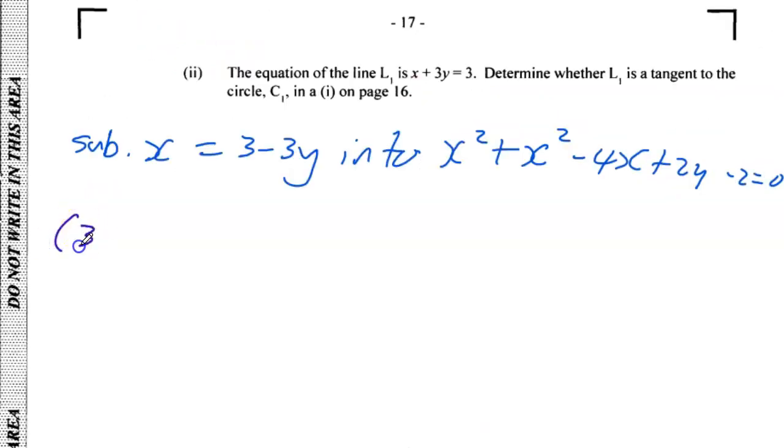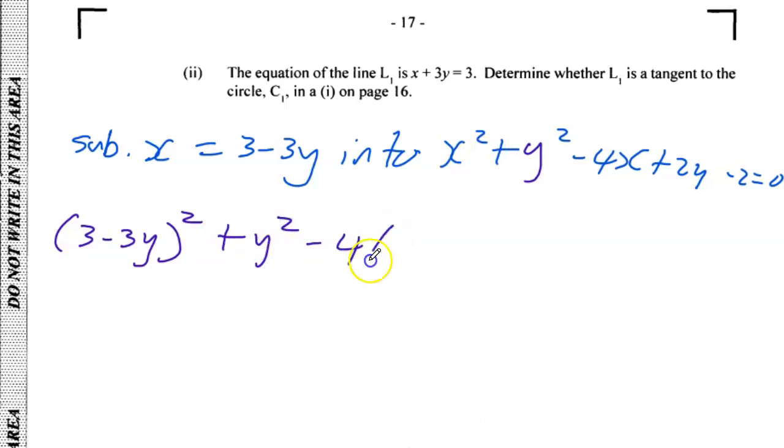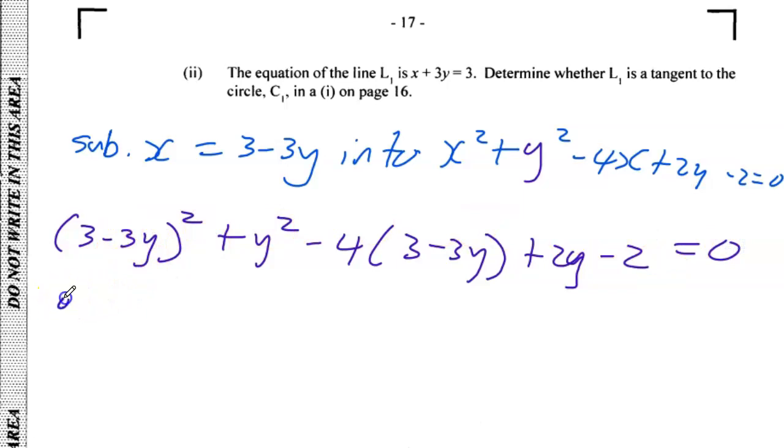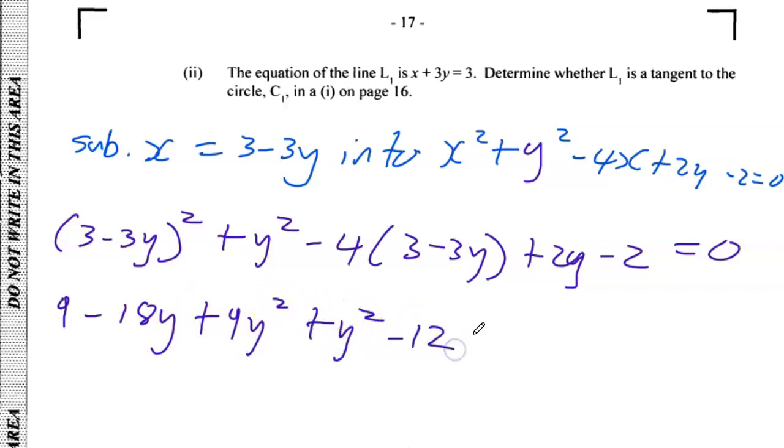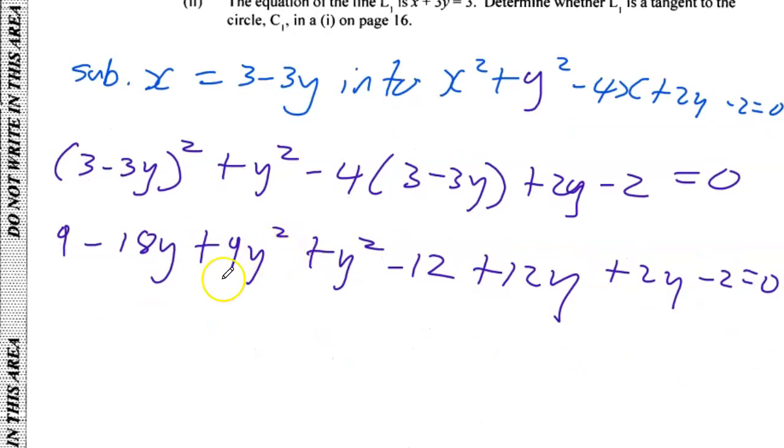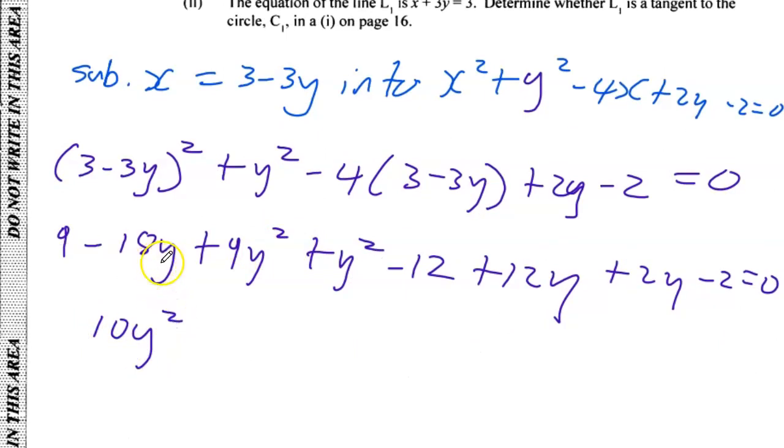So we end up with (3 minus 3y) squared, so x is 3 minus 3y, plus y squared minus 4 times x, and remember x is 3 minus 3y, plus 2y minus 2 is equal to 0. So expand, we get 9 minus 18y plus 9y squared plus y squared minus 12 plus 12y plus 2y minus 2 is equal to 0. So we're going to group like terms. So we end up with 10y squared. Grouping the y, we have minus 18 plus 12, that's minus 6, and 2. And we have 9 minus 12, that's minus 3, minus 2, that's minus 5.